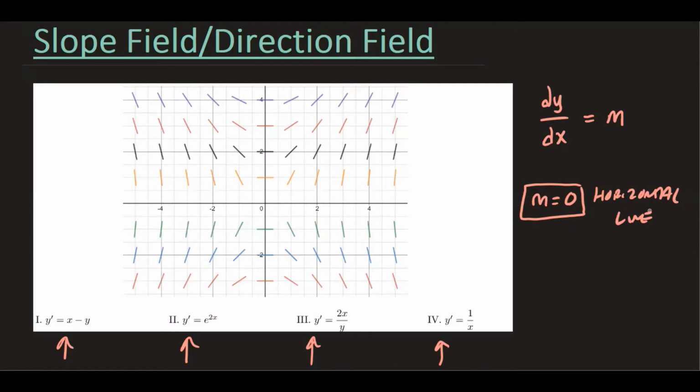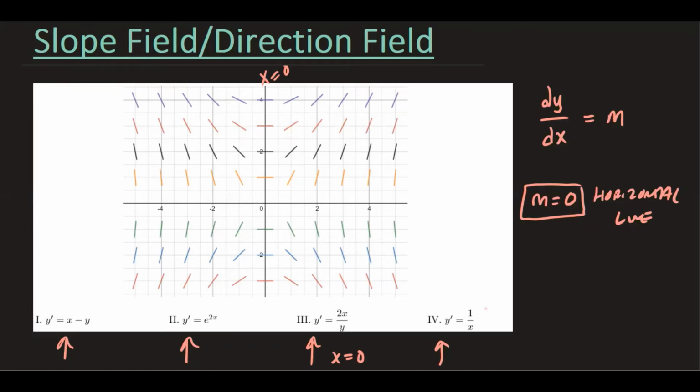For example, equation 1: if I do x minus y, then we get 0. Now what about the second one? It looks like it will never be 0. And the third one: when x is equal to 0, then we have our slope be 0. If you look at the slope field, here is where x is equal to 0, and it looks like we have that horizontal line, which means 3 possibly makes sense. So let's hold on to 3. Now let's check the last one.